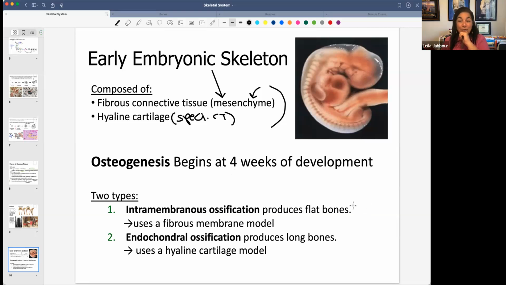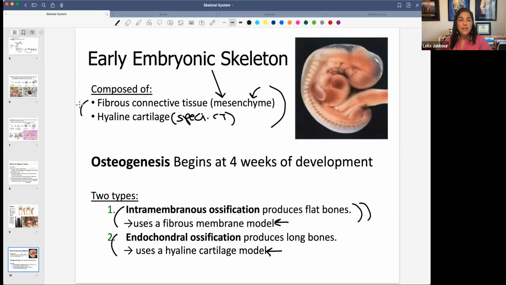So there are 2 ways of creating these bones that the embryo is going to turn into, to become the fetus with the skeleton in it. One is intramembranous ossification, which is a different way of making bone. It's a fibrous membrane model. I'm going to explain that. And there's also another way of making bone, called endochondral ossification. And this one uses the hyaline cartilage model.